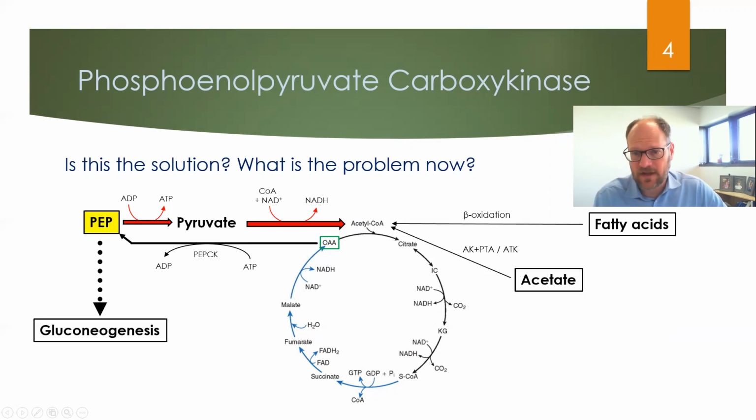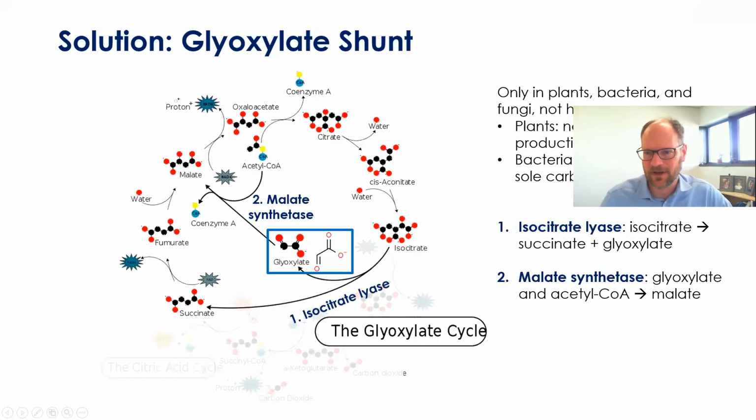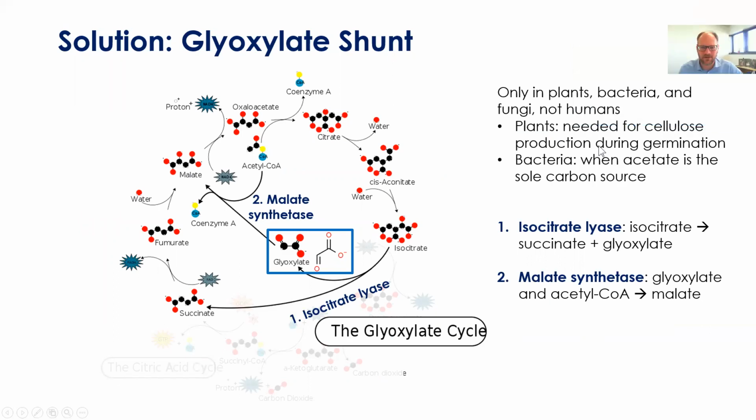Now, as it turns out, we aren't the only organism on Earth, and there are other creatures that have evolved some really cool solutions to this problem. And the solution that the microbes use is called the glyoxylate shunt. So plants, bacteria, fungi can have this pathway, but we don't. And this is really essential for plants and bacteria, because if you're going to live off of fat sources, or you have a limited supply of nutrients, then being able to make the most out of fats is really critical for your survival.